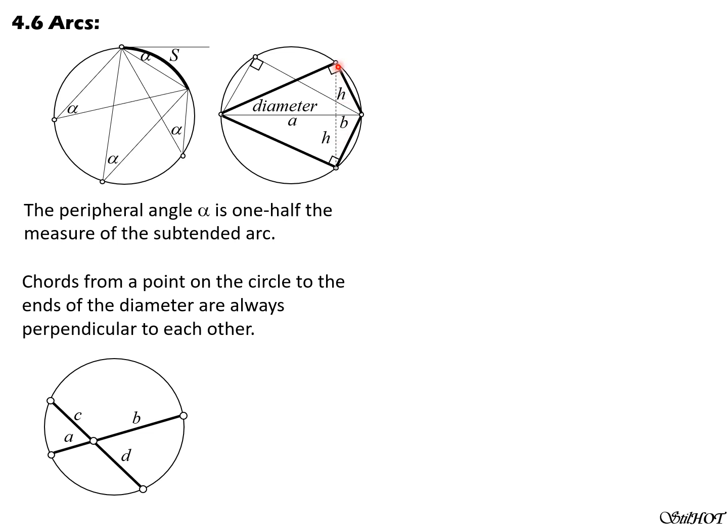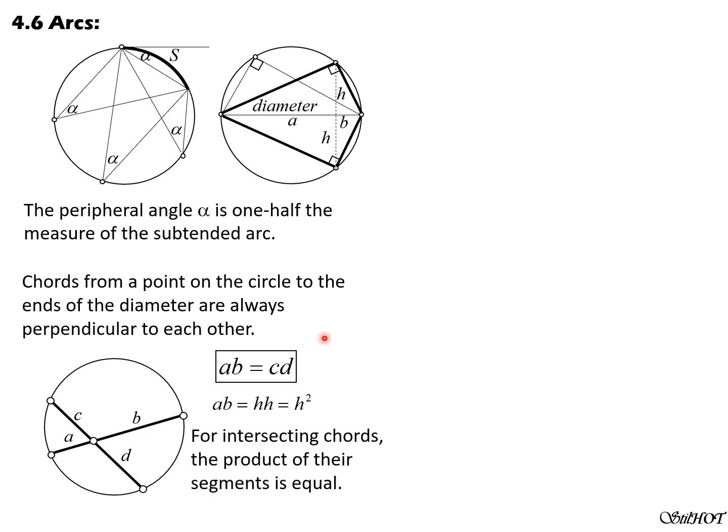That's why, remember, the line joining the foot of the 90-degree angle to the opposite end is the mean proportion to the segments it cuts. So h is the square root of ab. Or in this case, ab equals h times h, or h squared. So h equals the square root of ab. So for intersecting chords, the product of their segments is equal.